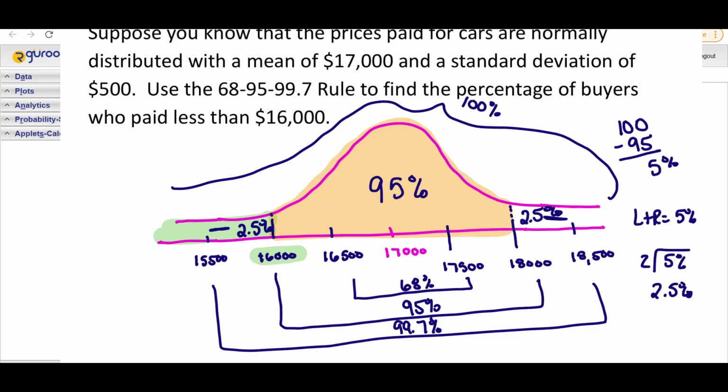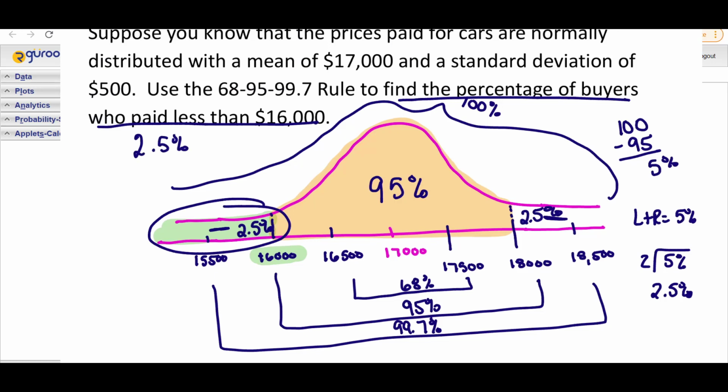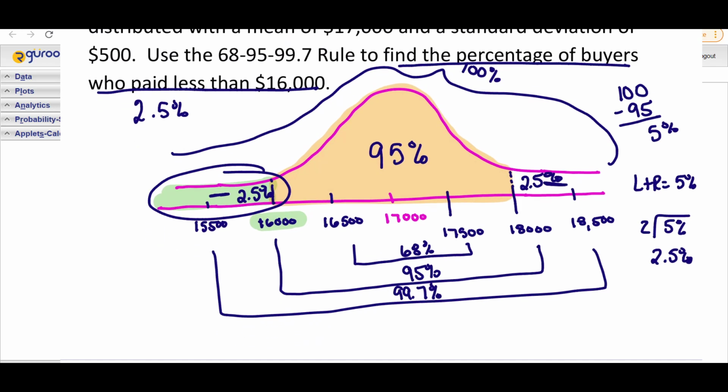So again, find the percentage of buyers who paid less than 16,000 right there: 2.5%. We knew that 16,000 was part of the 95% between 16,000 and 18,000. It was 95% of the data because of the empirical rule. And if we take that out, that leaves the left side and the right side, which would be 5% left over. Divide that in half, and that gives you the amount that paid less than 16,000. So empirical rule is great.